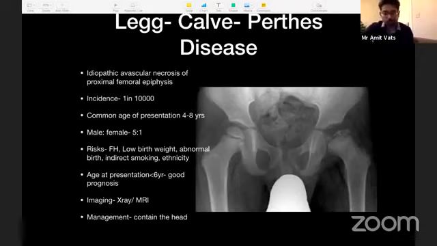The prognosis is usually good. In most situations, it resolves. The mainstay of the treatment is to contain the head, either just by observation or by surgical intervention, especially if the problem persists beyond 8 years of age.